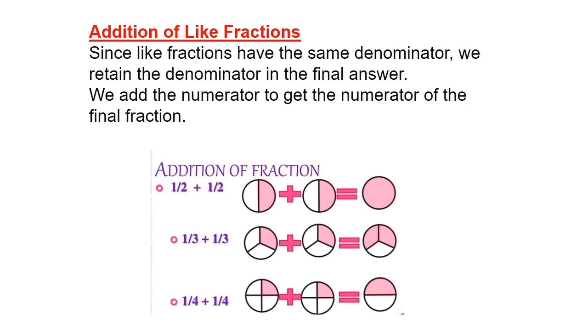Addition of like fractions. Since like fractions have the same denominator, we retain the denominator in the final answer. We add the numerators to get the numerator of the final fraction. For example, half plus half will give whole, that is 1. 1 by 3 plus 1 by 3 will give us 2 by 3. 1 by 4 plus 1 by 4 equals 2 by 4, which equals 1 by 2.